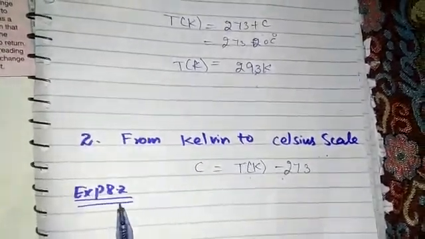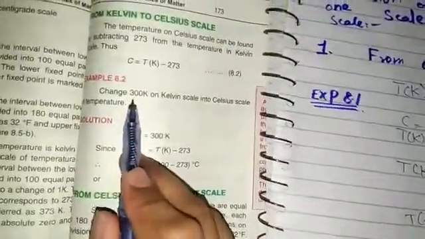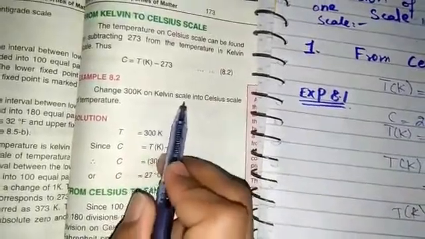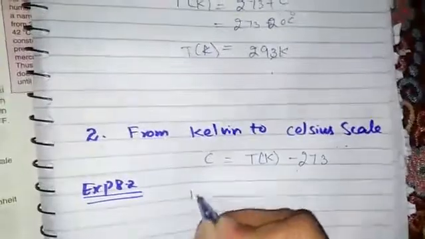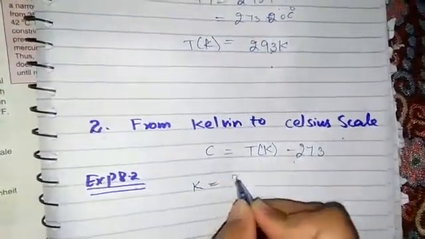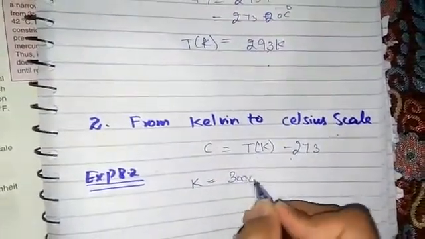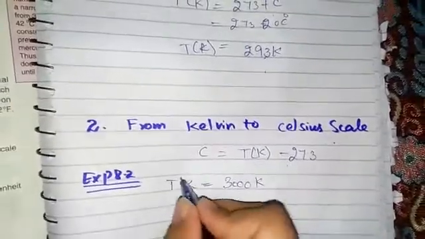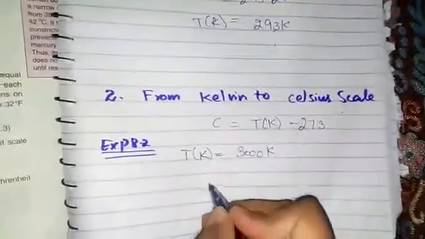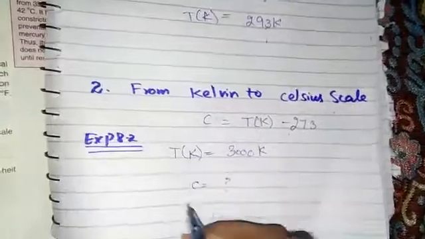The related example is 8.2. The statement of the example is, change 300 Kelvin on Kelvin scale into Celsius scale of temperature. So our given data is temperature in Kelvin scale, that is 300 Kelvin. We have to find temperature in Celsius scale.